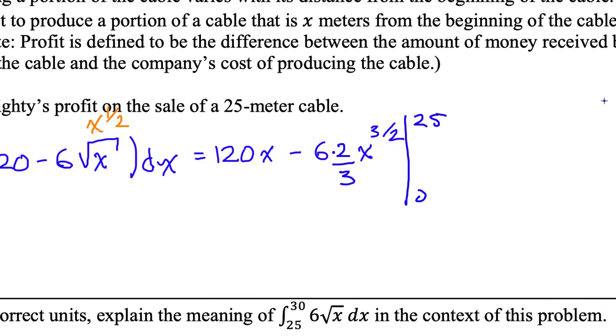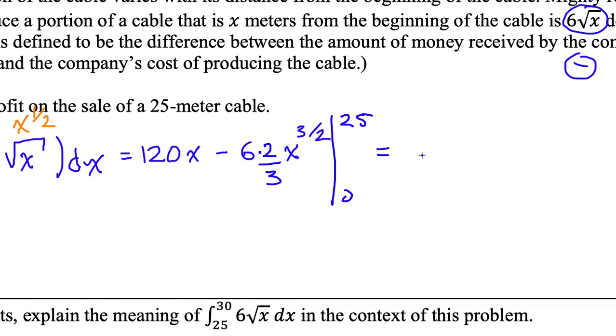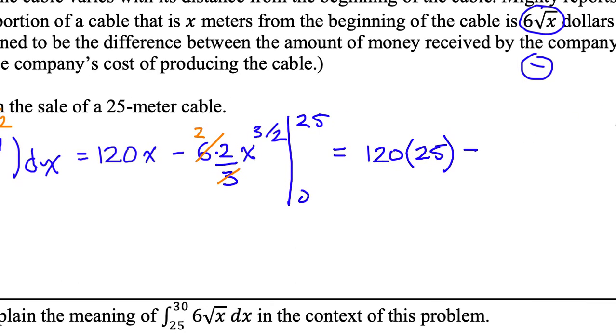From here, we get to actually plug some things in. Notice when I plug in 0, it's going to be all 0, so I really only need to plug in 25. When I plug in 25, I have 120 times 25, minus, and then this is going to cancel some things. The 6 and 3 turn into a 2 on top, and that's really a 4, because 2 times 2, and then I have times 25 all to the power of 3/2.